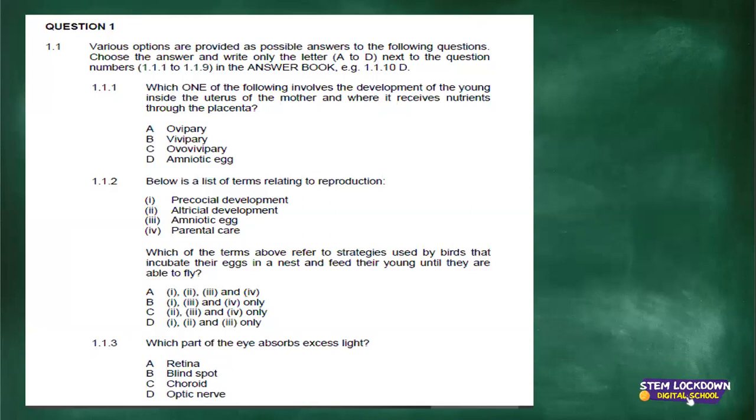Question one, various options are provided as possible answers to the following questions. Choose the number and write only the letter A to D next to the question numbers. So for example, in your answer book, if it's question 1.1, you write 1.1.1D, things like that. So don't use it any other way. That's how you should do it.